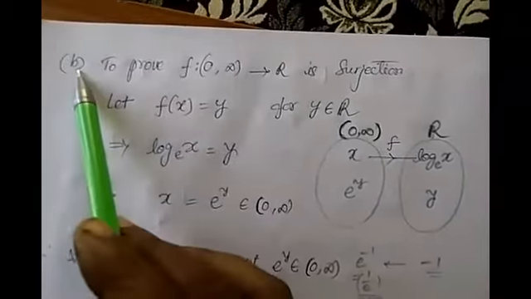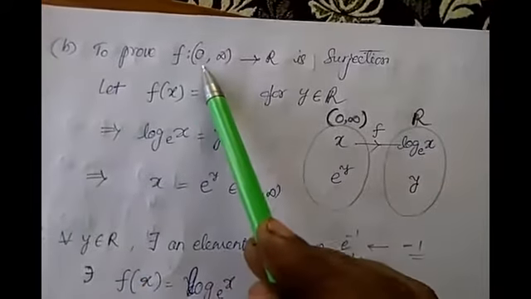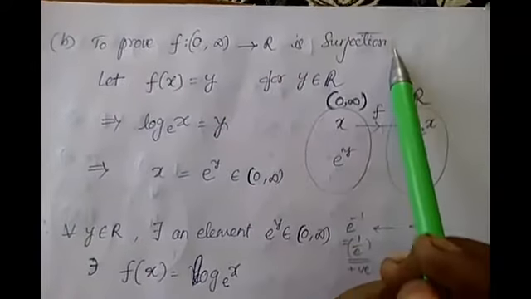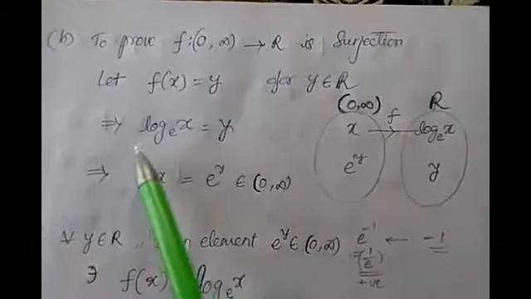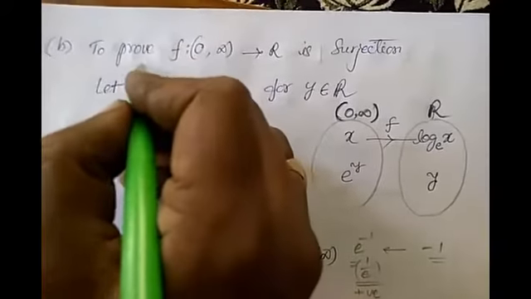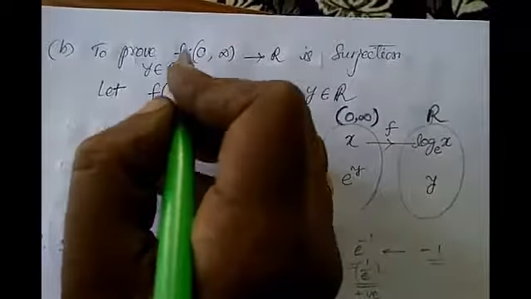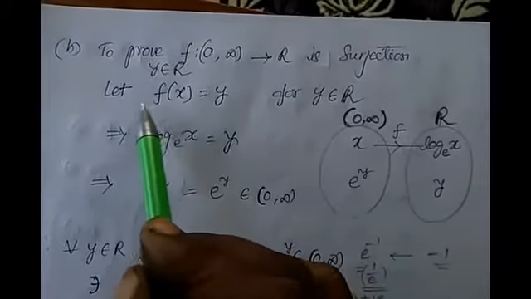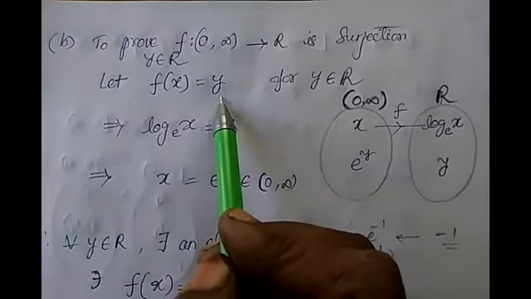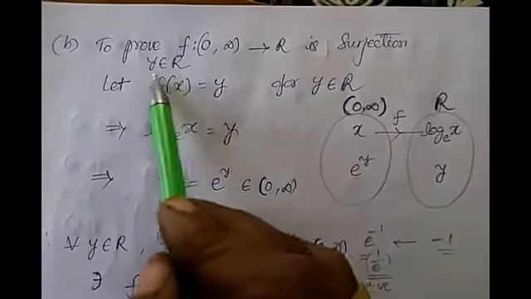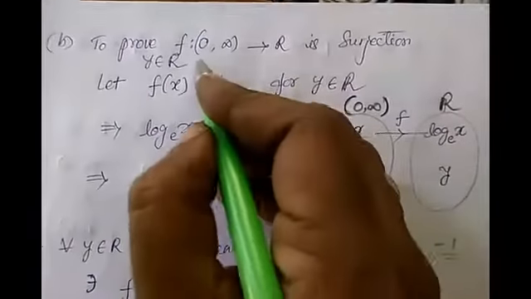Now prove B. To prove f from (0, infinity) to R is a surjection, for that, let us take y belongs to the codomain, and also suppose that f of x is equal to y. Let us take y belongs to the codomain.